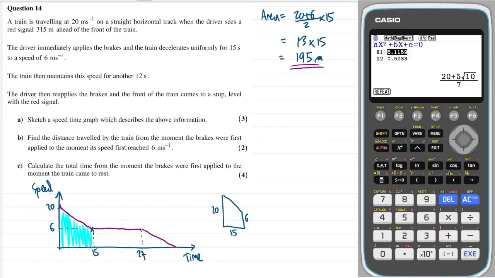Okay, great. And now it says calculate the total time from the moment that the brakes were first applied to the moment the train came to rest. Well, we can work out this area in here, because that area is just equal to 12 times 6, which is 72. And that means that we know what this yellow area is, because we know the total distance travelled is 315. So the yellow area is equal to 315 minus 195 minus 72.